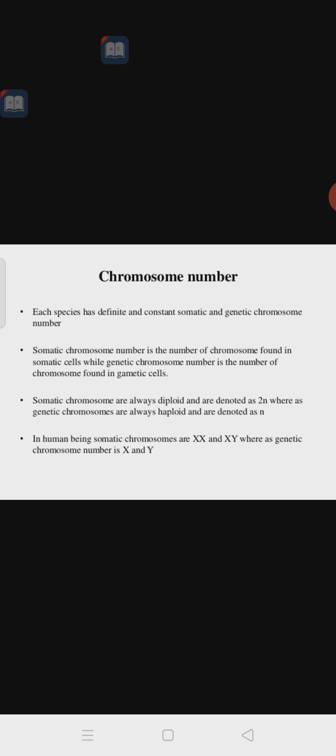Now, chromosome number. Each species has a definite and constant somatic and gametic chromosome number. As I told, human chromosomes number 46. From that 46, there are 23 pairs. Okay, 23 pairs of chromosomes are present in human beings. 22 are autosomes, one is the allosome. Autosomes we call somatic, allosomes we call gametic. So that is the definite number of somatic or gametic chromosomes. Out of 23 pairs, 22 are autosomes, one is the allosome.